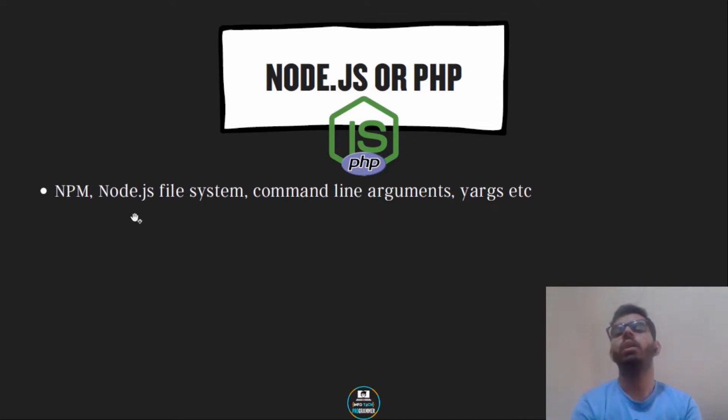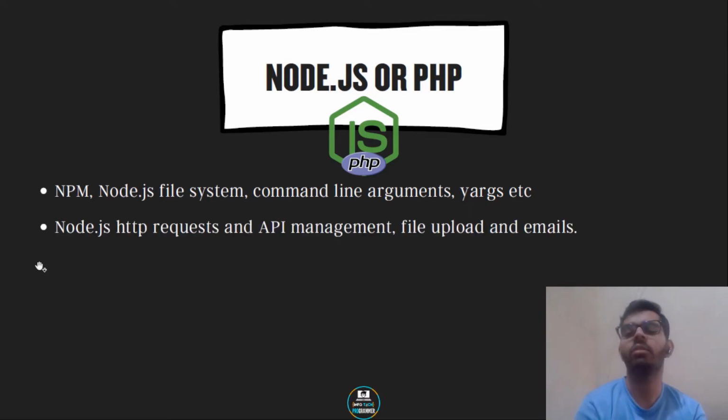So npm, the Node.js file system, command line arguments, and yargs, etc. In the starting you will learn these things: what is Node.js, the file system and how to manage it, then what are command line arguments, and then yargs, etc. Like Node.js HTTP requests and API management, file upload and emails. These things you will learn using Node.js.